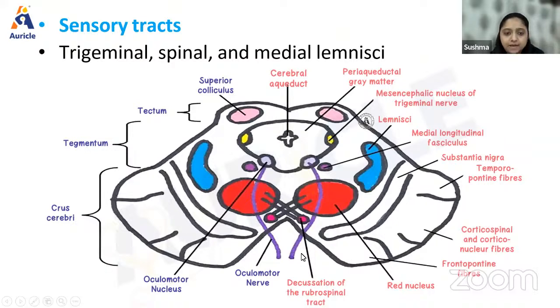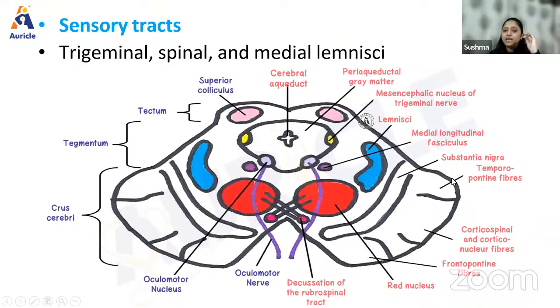Now come to the crus cerebri part. What do we have in the cerebral peduncle? I obviously have all the motor tracts. Now, what do you expect to see in this aspect? You obviously will see anything and everything that is related to motor fibers. Correct? Here you have the frontopontine fibers. Here you have the corticospinal and corticonuclear. Then we have the substantia nigra and the temporopontine fibers.